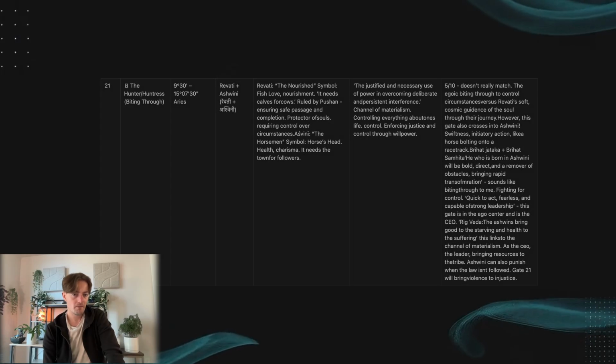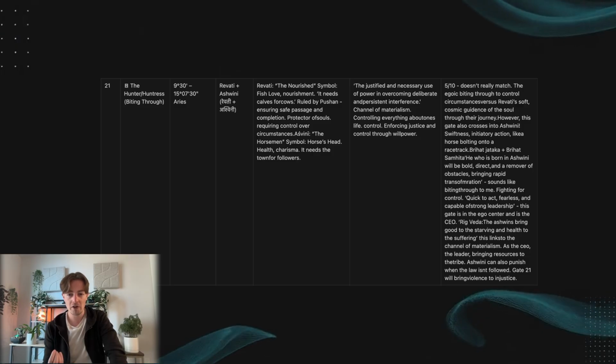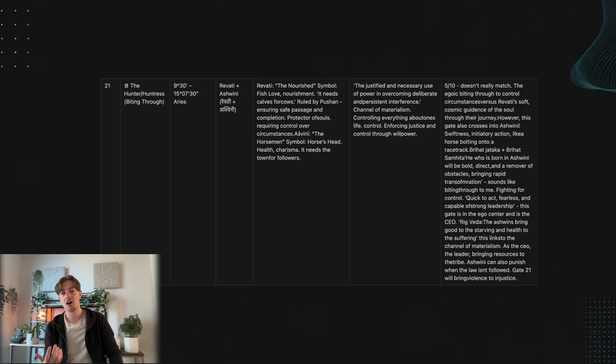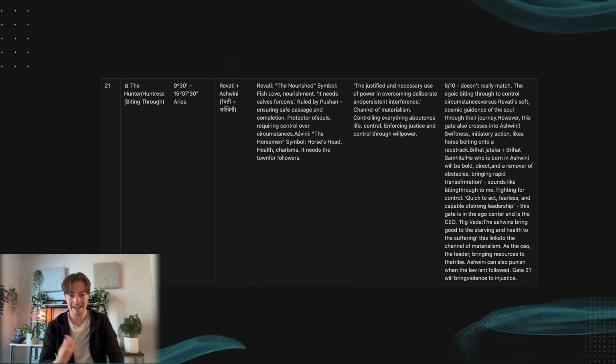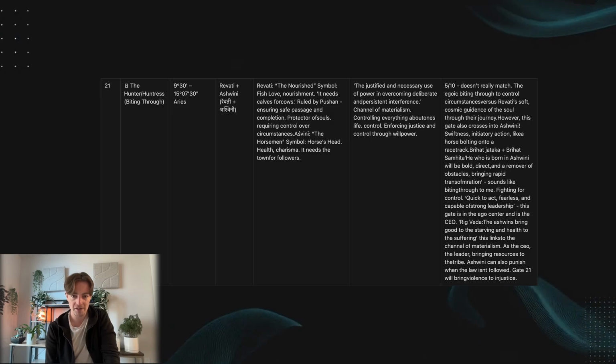Gate 21, the Huntress, also known as biting through, goes from 9 degrees 30 to 15 degrees 7 of Aries. The nakshatra crosses over Revati and Ashwini. Revati nakshatra is the nourisher. The symbol is fish, love, nourishment. The description from the ancient Vedic text is that it needs calves for cows. And it's ruled by Pushan, ensuring safe passage and completion. This protector of souls, requiring control over circumstances.